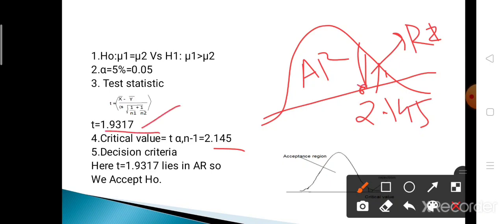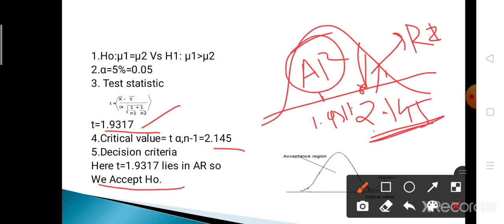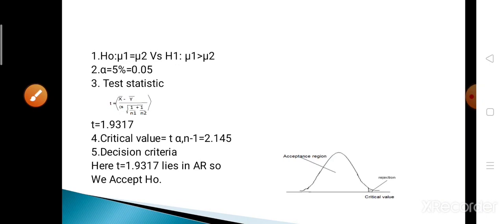Here t is equal to 1.9317, which is less than 2.145. That means this value lies here, 1.9317. That means it lies in the acceptance region. That's why we accept H0. And what is H0? Mu1 is equal to mu2. That means the population means for the two samples may be the same. This is our conclusion. So the whole test is the unpaired t test. Now in the next lecture we will see the next test, named paired t test. Thank you.